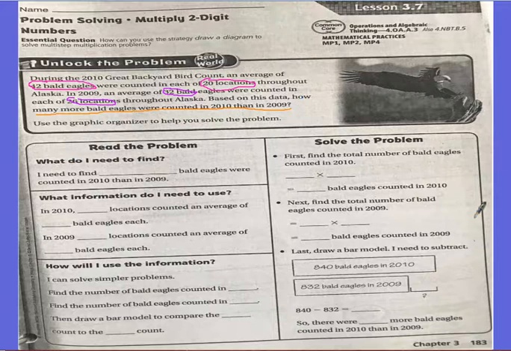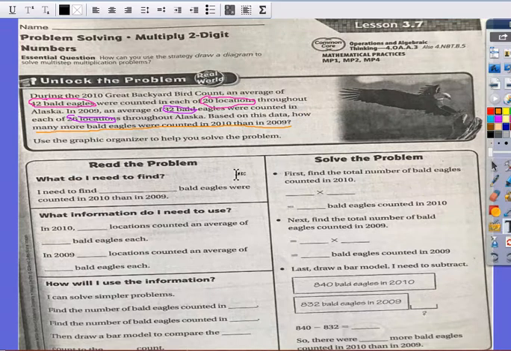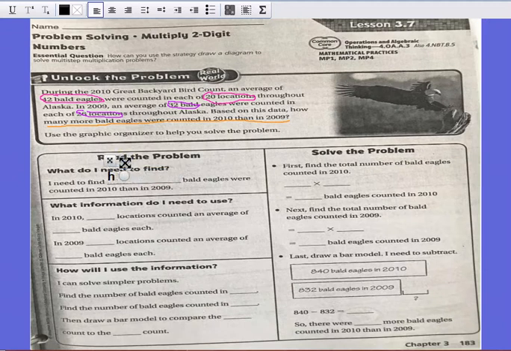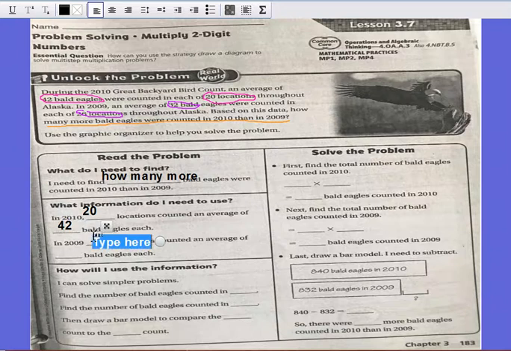So what do I need to find? I need to find how many more bald eagles were counted in 2010 than 2009. What information do I need to use? So in 2010, there were 20 locations and an average of 42 bald eagles. Then in 2009, there were 26 locations and 32 bald eagles.